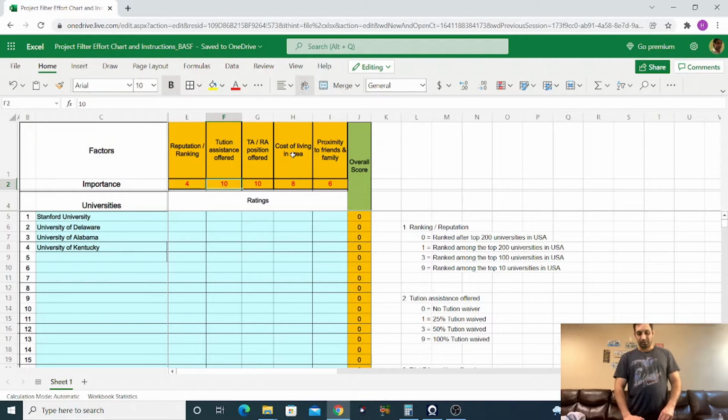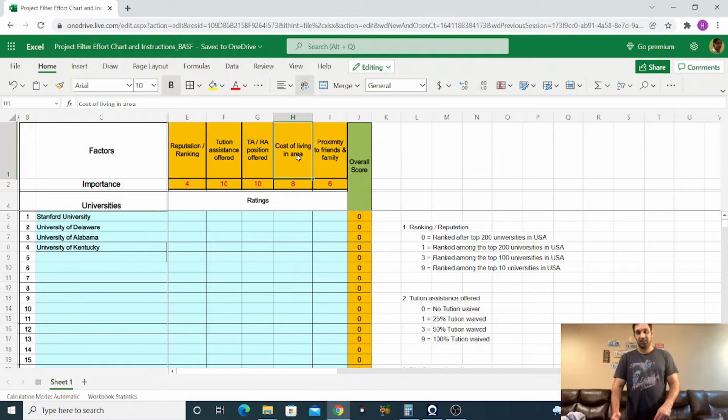All right, so we talked about tuition assistance and teaching and research assistantships being offered. Both of these are related to financial assistance or financial aid. The fourth factor here that I've listed is cost of living in the area. So, for example, if a school is in California or New York City, Seattle, places like that, the cost of living there is going to be significantly higher than many other places in the U.S.